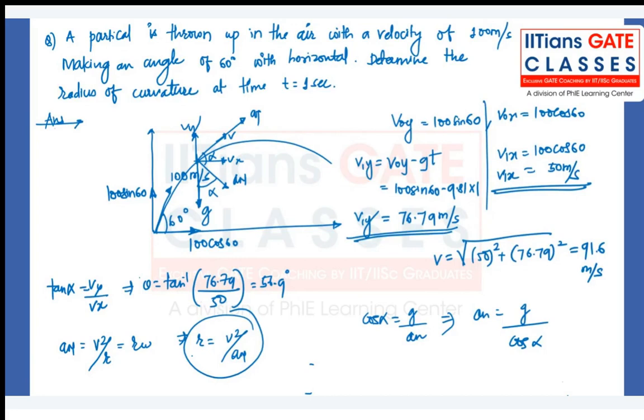The tangential component will not affect the vertical acceleration. Like AT sine alpha plus or minus An cos alpha is equal to G. Yeah, AT we have there, right?